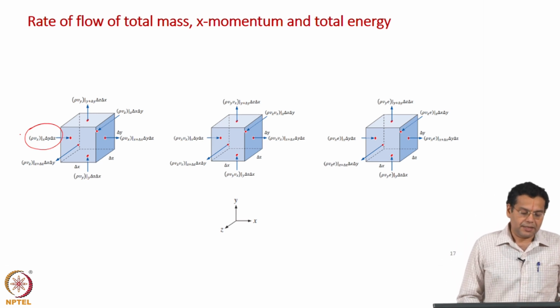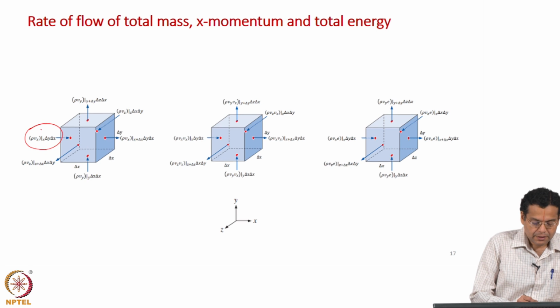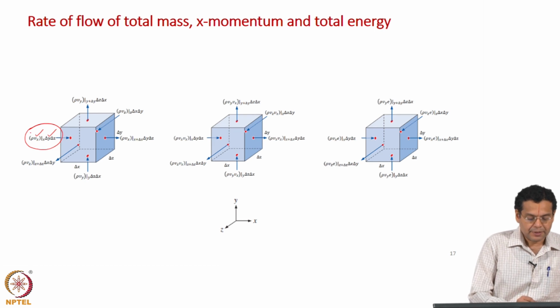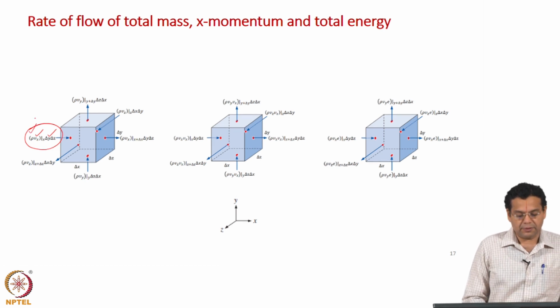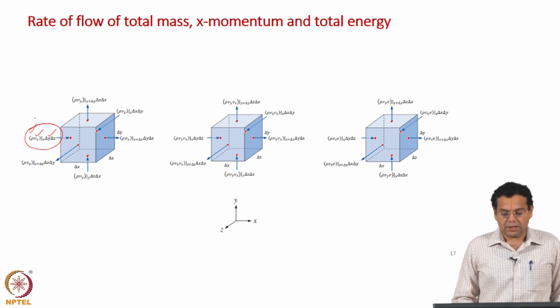It represents the rate of flow of mass entering in the x direction, okay, and we interpreted that as the velocity into area, the volumetric flow rate multiplied by density gives the mass flow rate. Okay. Then when we discussed the momentum balance, what did we do?